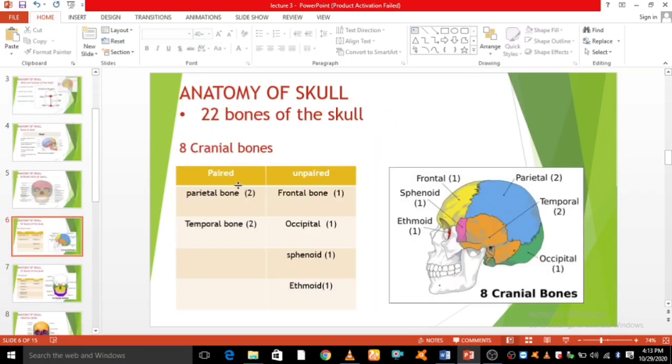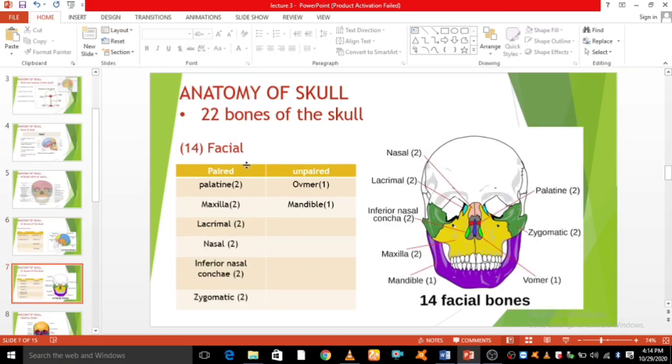Now we have cranial bone. We have two pair cranial bone, and unpair we have four cranial bone. Pair we have parietal bone, temporal bone; unpair, frontal bone, occipital bone, sphenoid bone, and ethmoid bone. Look at and study this picture by yourself.